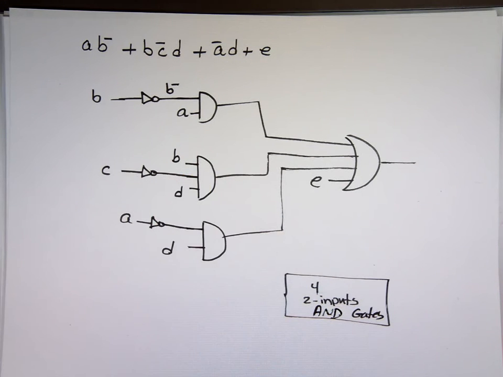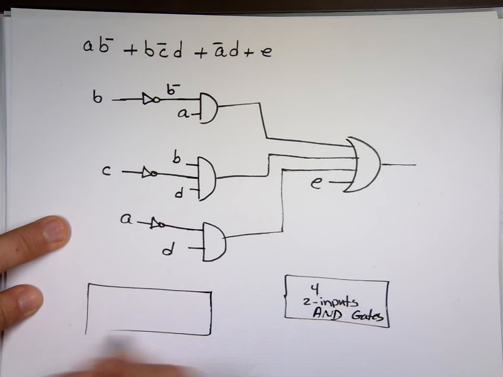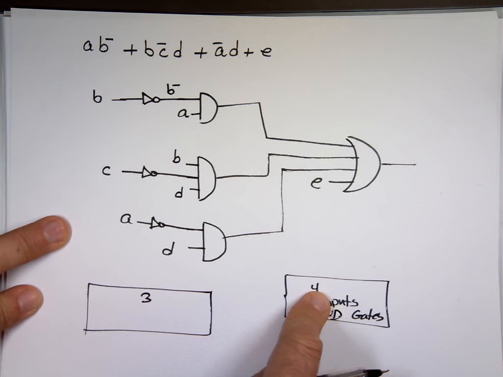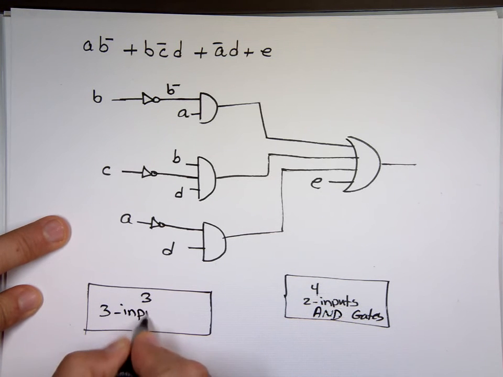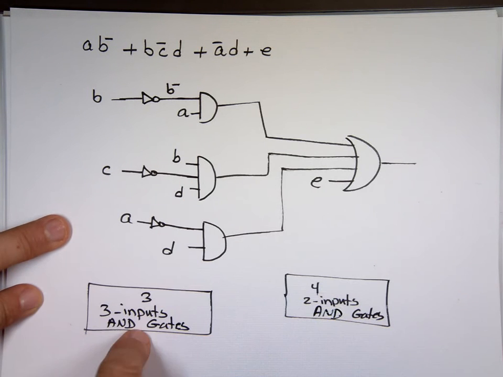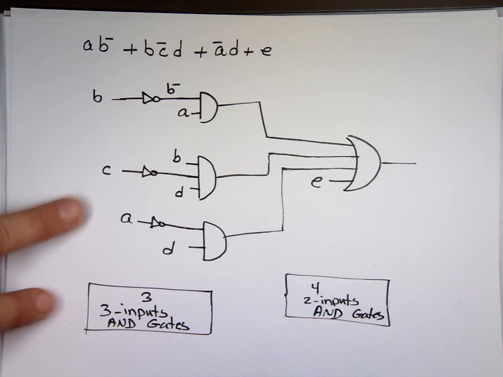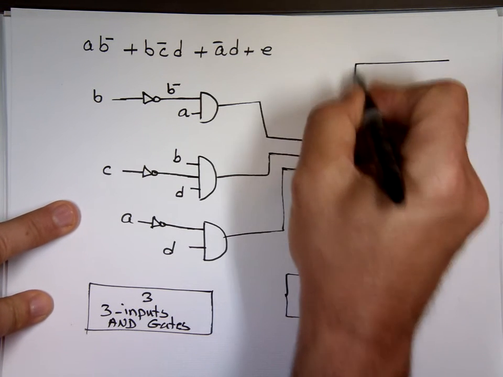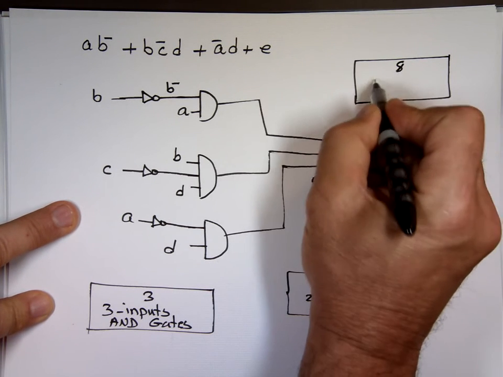I do have chips in the lab. They have 3 of them, not 2, not 4, but it has 3-input AND gates. So for this, I gotta grab another chip and use one of these 3 inputs. For the NOT, it's not a big deal. We have a chip that has 8 NOT gates on it.